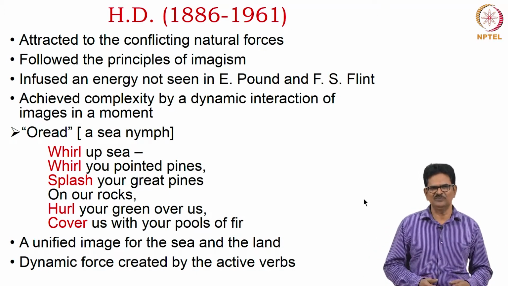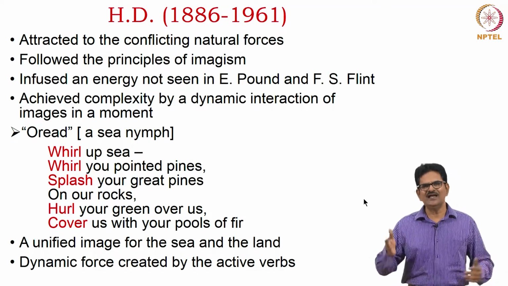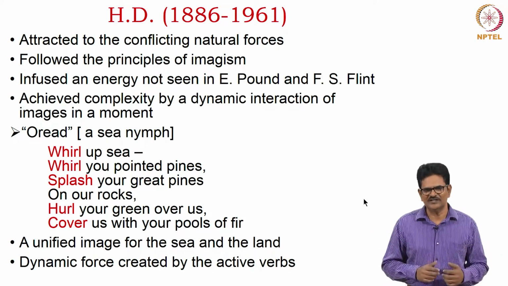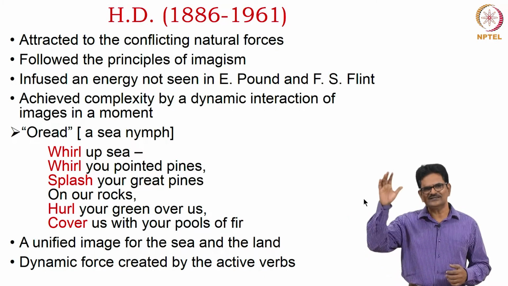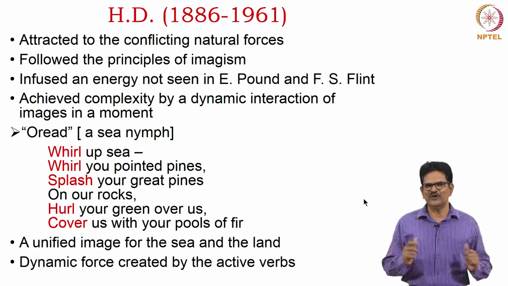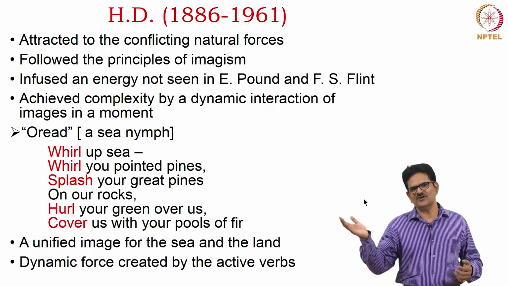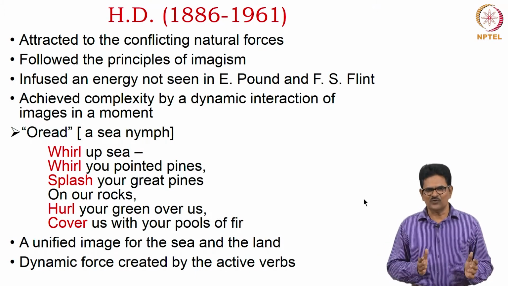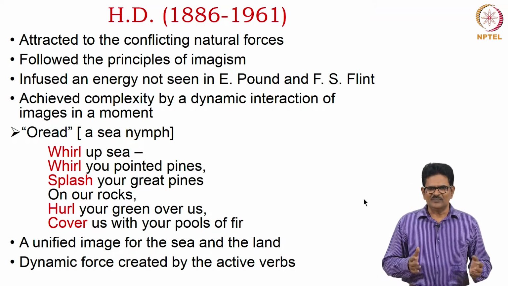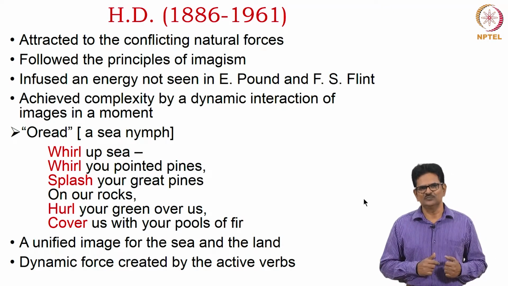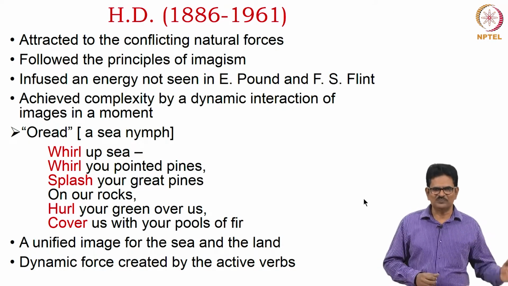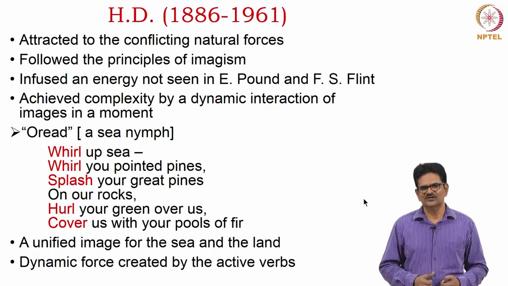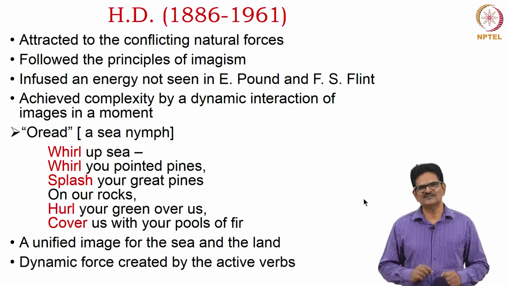What we have in this poem is a unified image for the sea and the land. Those of you who may have seen the connections would understand it much better. When you see the trees, when you see the clouds, you will have something like an image of waves. Now you can see a wave of traffic on roads as well. The dynamic force created by the active verbs can be seen in this poem: whirl, splash, hurl, cover. Such power is the heart of Vorticist, Imagist, modernist poetry.